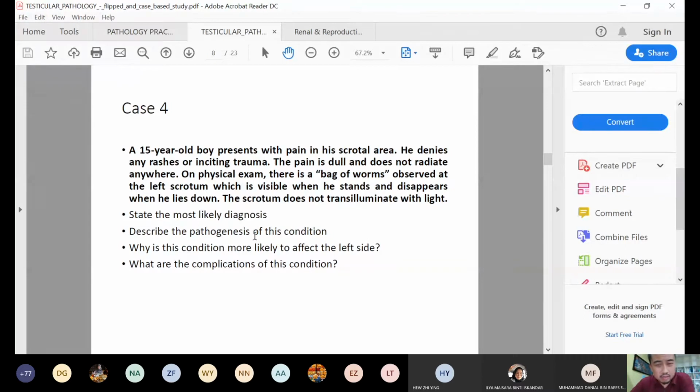The pathogenesis, we talked about it yesterday when we talked about renal cell carcinoma. If there is a blockage of the testicular vein where it drains into the left renal vein, then there's going to be a backlog of blood in the testicular vein, and it will cause engorgement and enlargement of the pampiniform plexus, the venous plexus around the testis, and that will cause this bag of worms appearance.